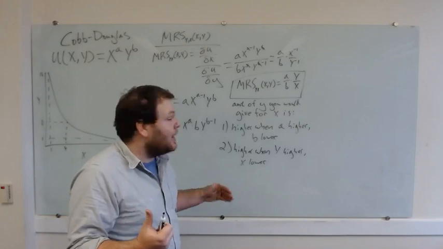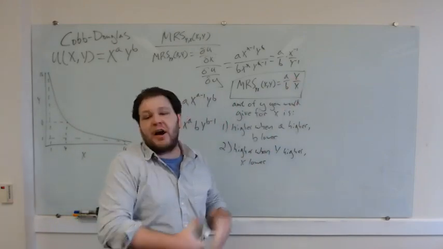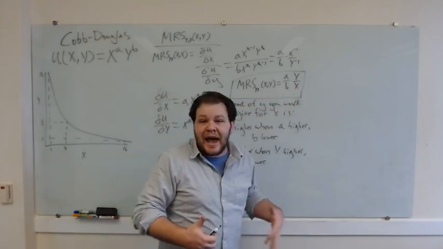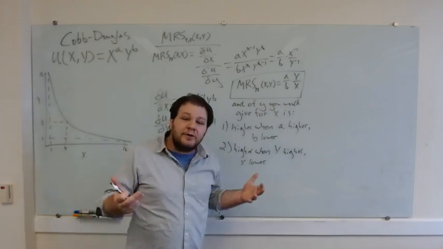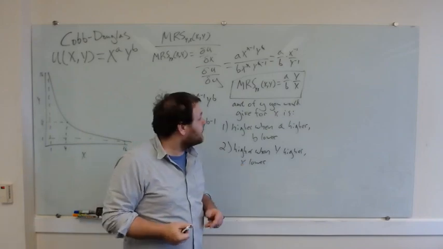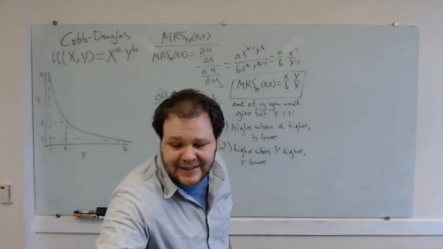matters is the ratio. So if I get really, really rich, I increase Y and X by the same proportion, right? I have 100 times as much of both. It doesn't change my MRS one bit. And likewise, if instead of X times Y, I had X to the 100,000 times Y to the 100,000, I would have exactly the same MRS, right? So all that matters is the ratio of A to B, the ratio of Y to X.